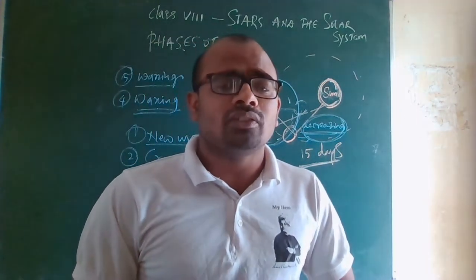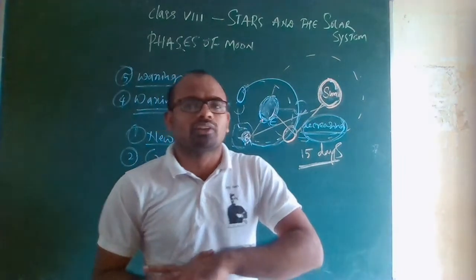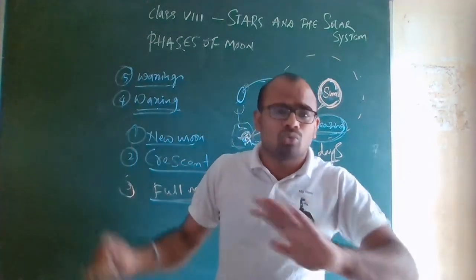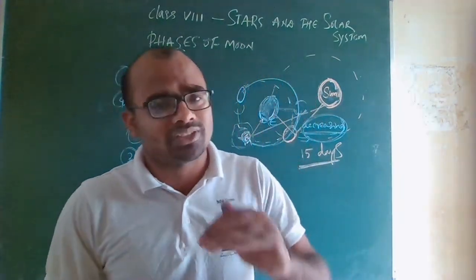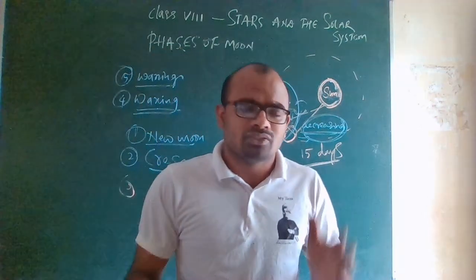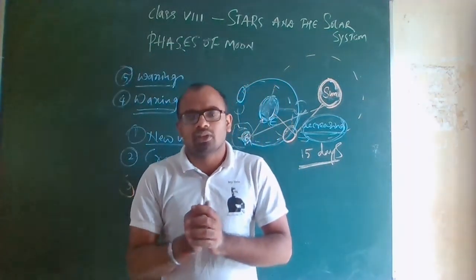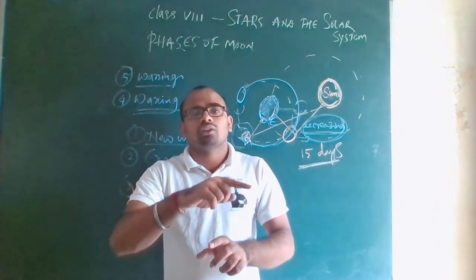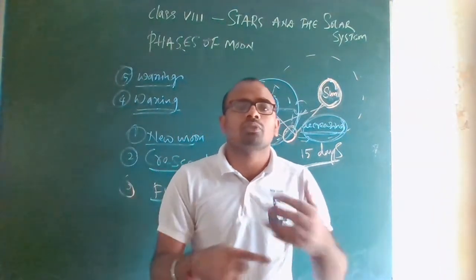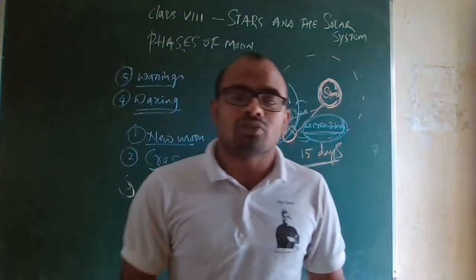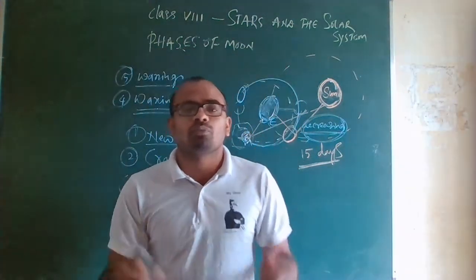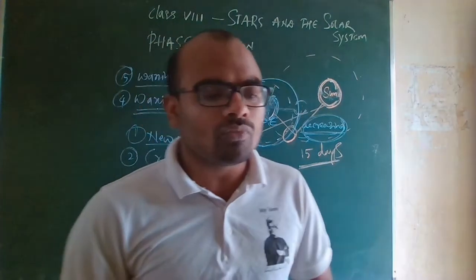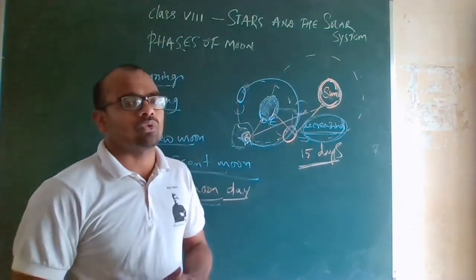These phases of moon are very important. They will not ask you what the 8 phases of moon are, I am just telling you the extra information. Just remember why the phases of moon appear. The phases of moon occur because the earth revolves around the sun and the moon revolves around the earth. Because of the motion of the earth and the motion of the moon, the phases of the moon occur.